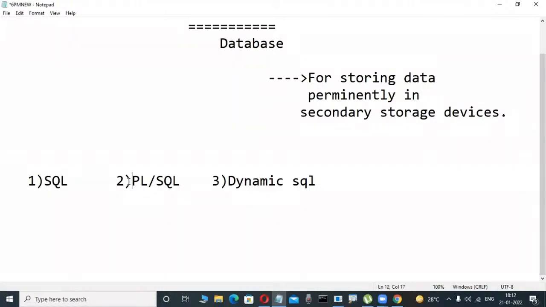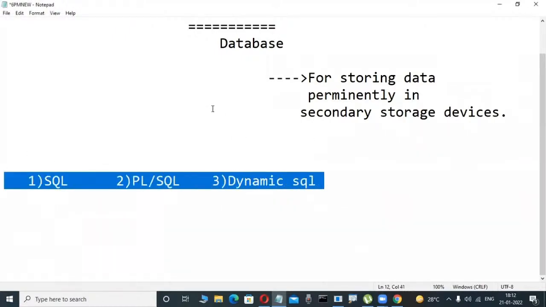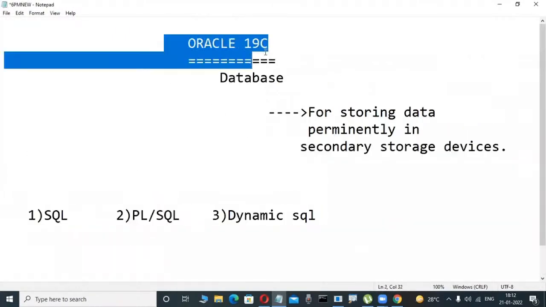structured query language. Another language is what? PL/SQL, procedural language extension for SQL. Another language is dynamic SQL. Through these three languages, we are operating this Oracle software in your companies.